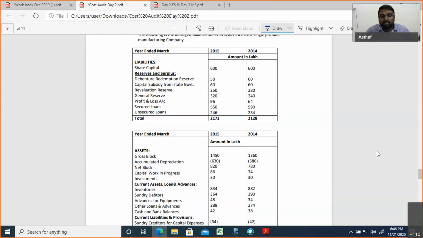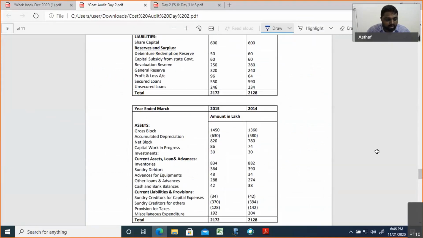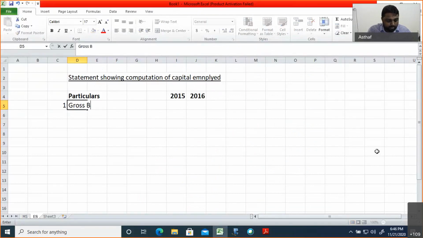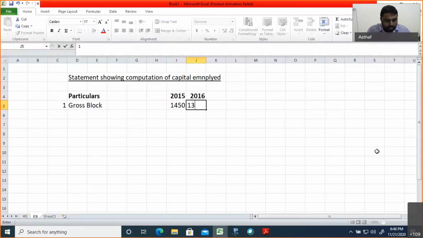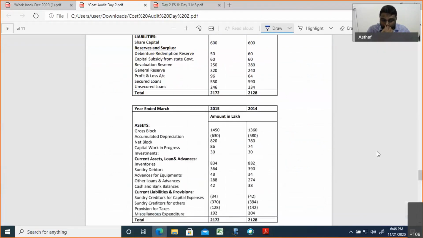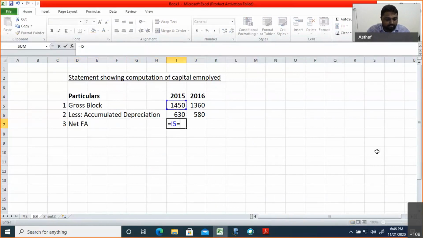So we will start. What will be the first item? See, the definition we have already discussed. Net fixed asset. So you have to find out your gross asset. So what is your gross block? Your gross block is 1450 and 1360. Less accumulated depreciation. What is the accumulated depreciation? 630, and here 580. This is what is called net fixed asset. So what is the net fixed asset? 820.